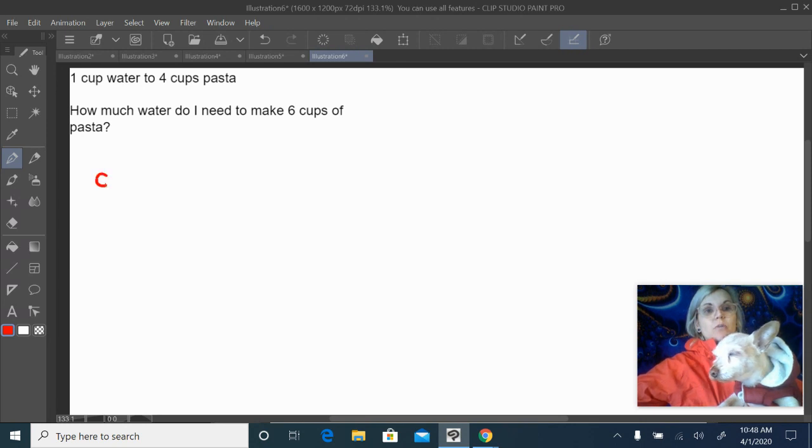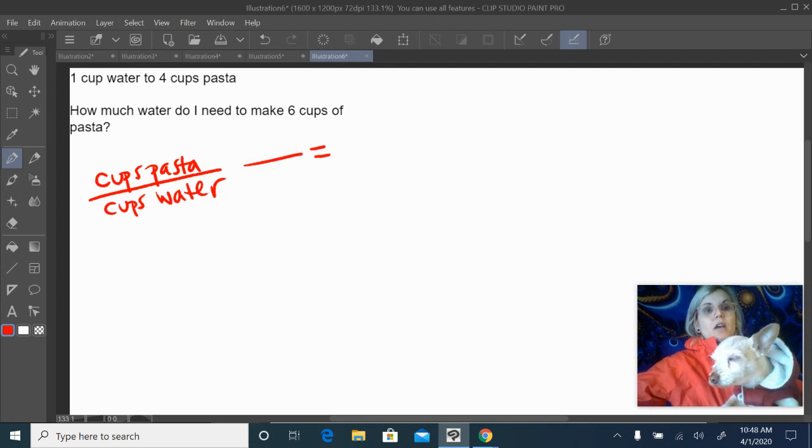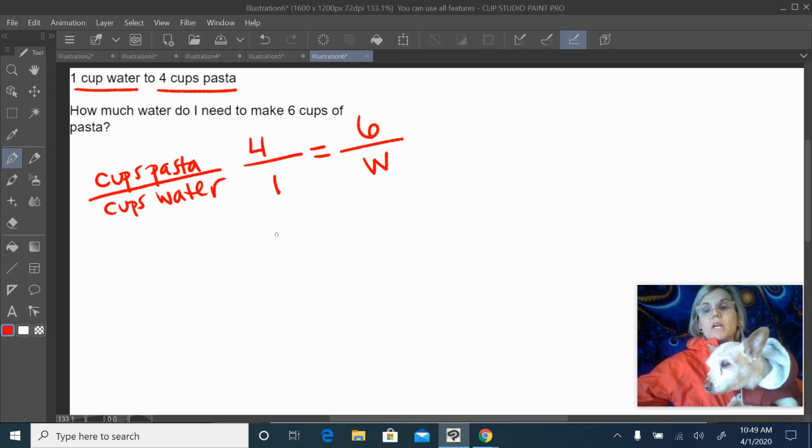So the two things I'm comparing are cups of pasta and cups of water. And I could have written it the other way around. So this tells us that I have 1 cup water that goes on the bottom to 4 cups of pasta. So a ratio equals a ratio to make a proportion. How much water? So that's what I'm looking for. That's my variable. Do I need to make 6 cups of pasta? So we're making a bigger recipe than what was on the box.